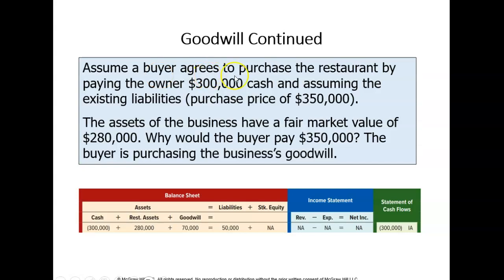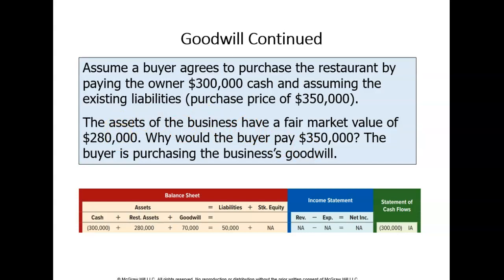Assume a buyer agrees to purchase the restaurant by paying the owner $300,000 cash and assuming their existing liabilities. Which means the purchase price is going to be $350,000. Now, the company's assets have been appraised and have a fair market value of $280,000. So when you acquire this restaurant, all those assets minus the liabilities have a value of $280,000. The question is, why would the buyer pay $350,000 instead of $280,000?